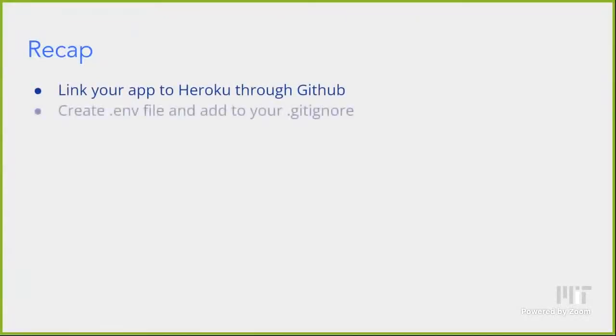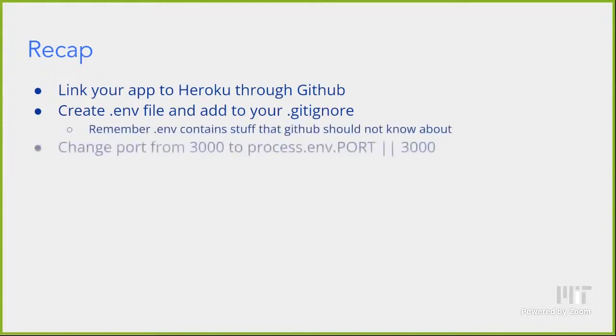So a short recap. The process of deployment from having your web app finished to actually getting it accessible to the rest of the world. You can link your web app to Heroku through GitHub, which you should have been pushing all of your code to GitHub to begin with. You can make a .env file locally and then add that to your gitignore so you don't push it globally. Remember, it contains stuff that your GitHub should not know about.